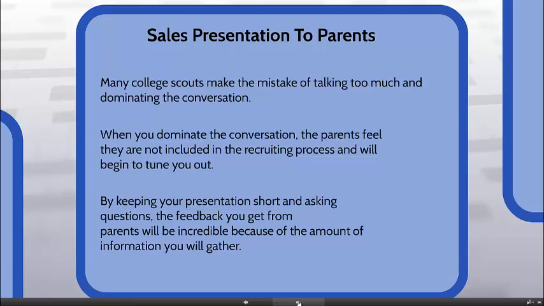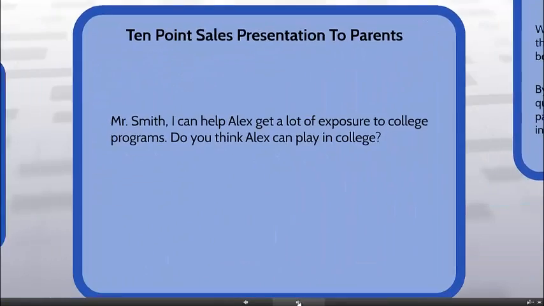It could be that they're being recruited by Division III schools and they know they're better than that and they want more. Or maybe they're only being recruited by one or two college programs and they want a whole lot of options. They want choices. Or maybe they're just being recruited by nobody. But you need to find that out, and you cannot find that out by running your mouth and not asking questions.